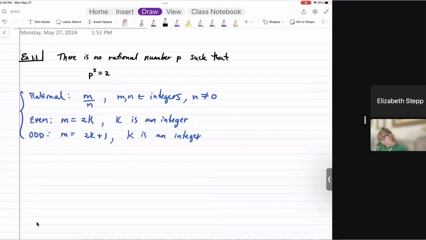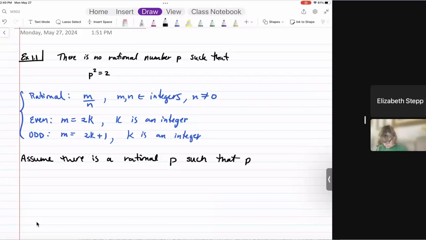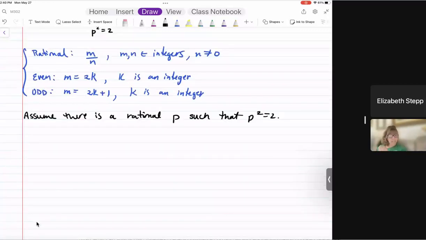So we're trying to show there's no rational number p such that p squared is equal to 2, and we're going to do it by way of contradiction. We're going to assume there is a rational number p such that p squared is equal to 2. That's going to be our assumption. So what does that assumption give us?